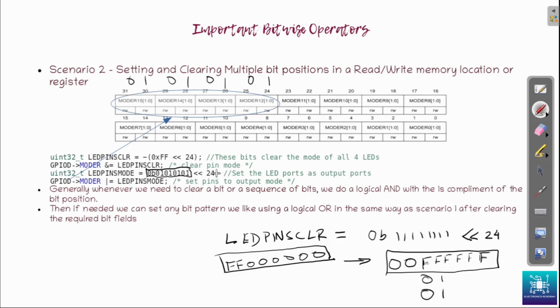So left shift is very important, not rotation. And generally, when we need to clear a bit or a sequence of bits, we do a logical AND with the ones complement of the bit position. Then, if needed, we can set any bit pattern using a logical OR in the same way as scenario 1, after clearing the required bit fields. So that is what we did here.